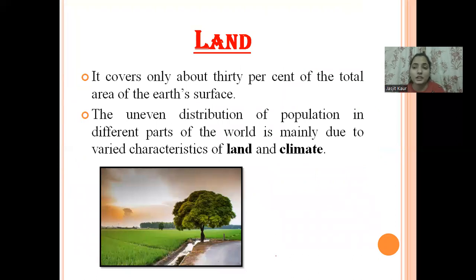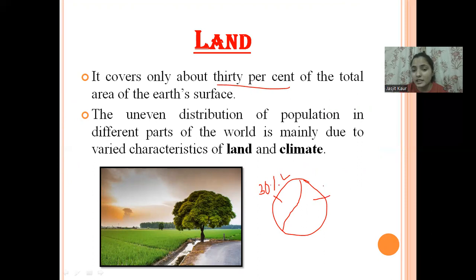As I've already told you, land is one of the most important natural resources we have in our environment. Talking about the earth's surface, 30% of the area of the earth's surface is covered with land. Suppose this is 100% of the earth's surface, then 30% of the area is covered with land, whereas the rest, 70%, is covered with water.